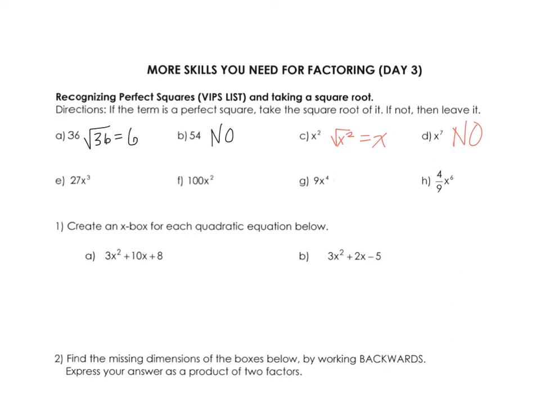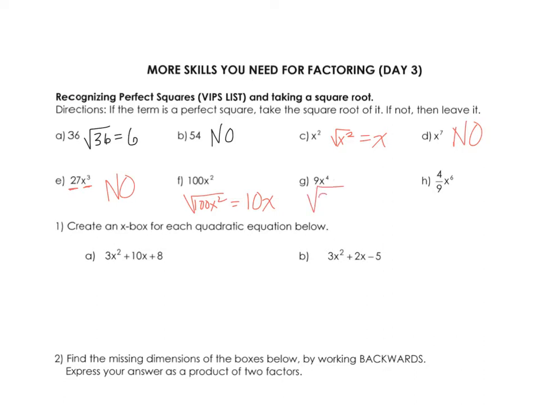27x cubed, now I'm putting them together. Okay, this is not a perfect square for two reasons. 27 is not a perfect square, and x cubed is not a perfect square. They both have to be perfect squares in order for me to say that that whole term is a perfect square. Like in F, this whole term is a perfect square because 100 is a perfect square and because x squared is a perfect square. If I were to take the square root, I would get 10x.